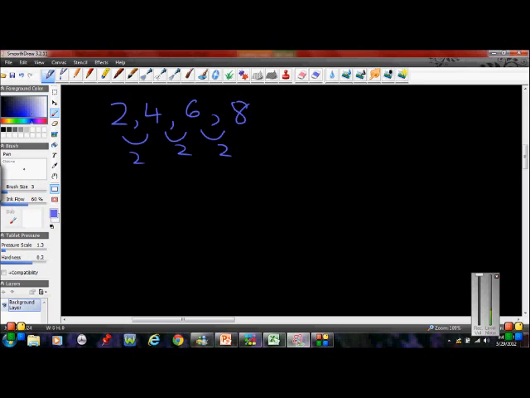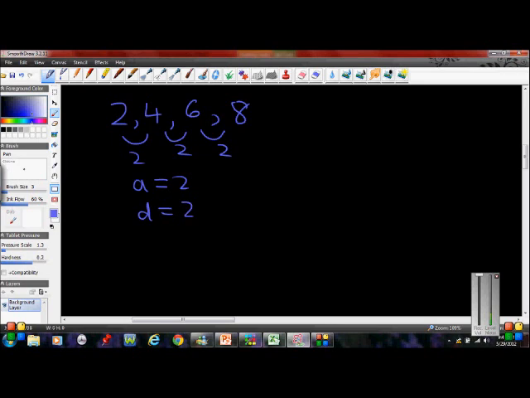Let's generalize this set of numbers. In this case, we have an initial value. We know a represents the initial value, and that initial value is 2, because 2 is the first number. Then we have a d value. D is the constant, and the constant in this case is 2 because that's what you're adding.